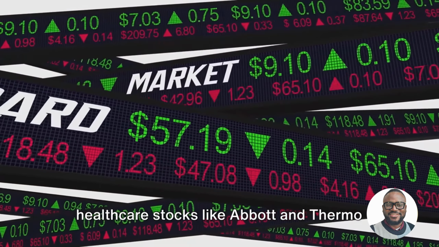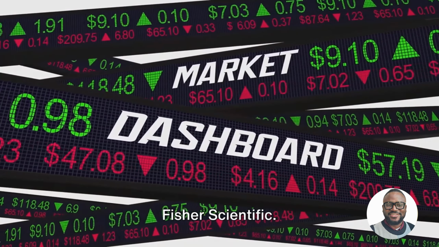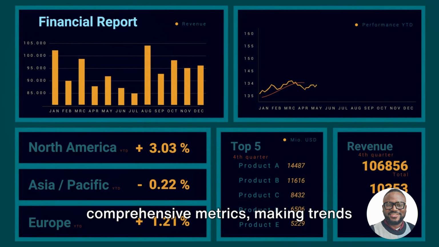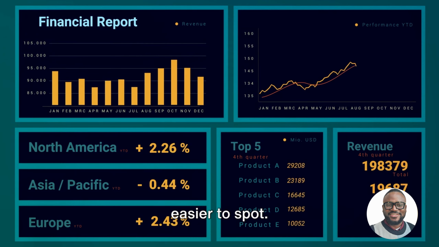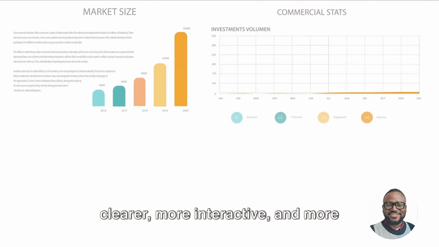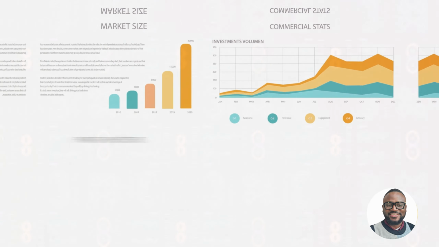Imagine using a dashboard to compare healthcare stocks like Abbott and Thermo Fisher Scientific. Dashboards can convert raw data into comprehensive metrics, making trends easier to spot. The comparison of Illumina Incorporated, for instance, and Thermo Fisher becomes a clearer, more interactive, and more engaging experience when dashboards are used.